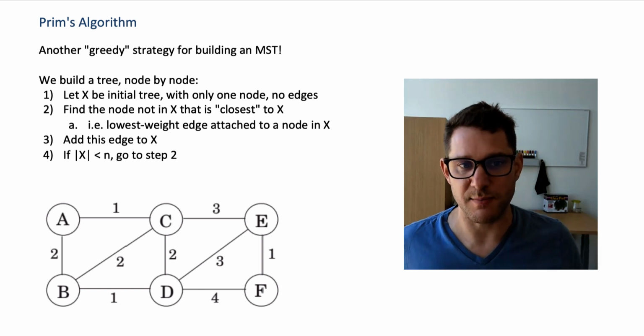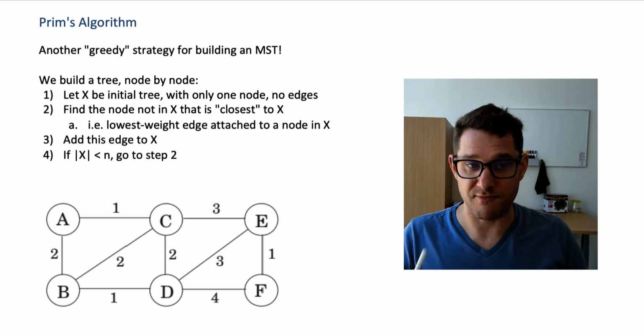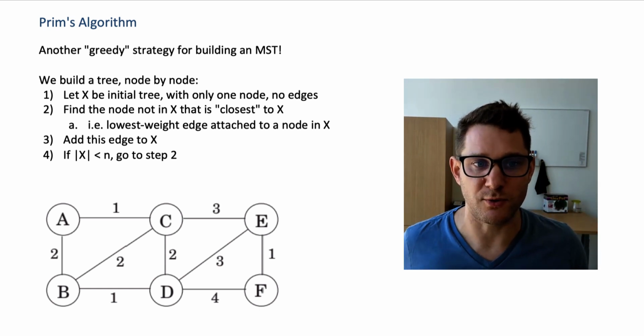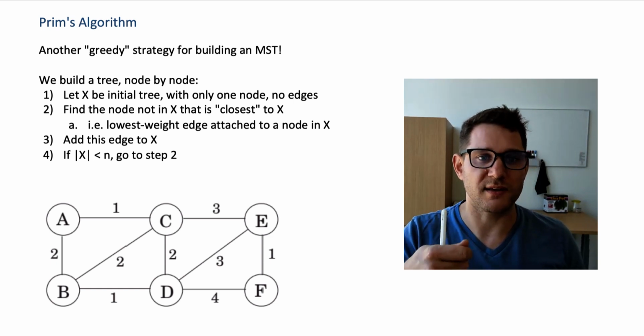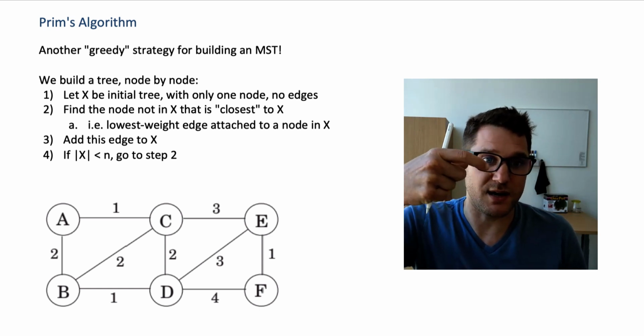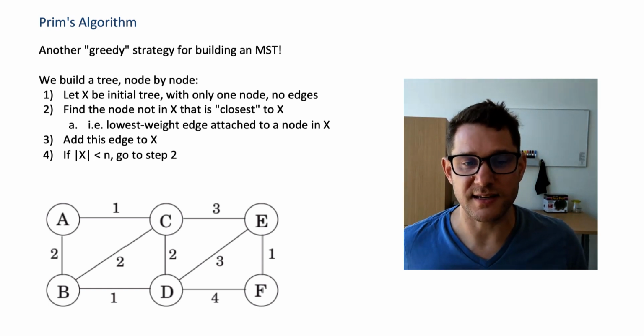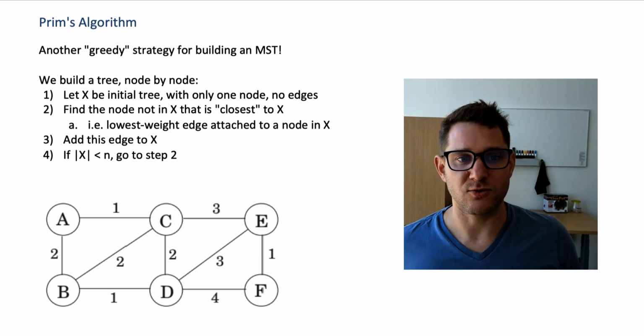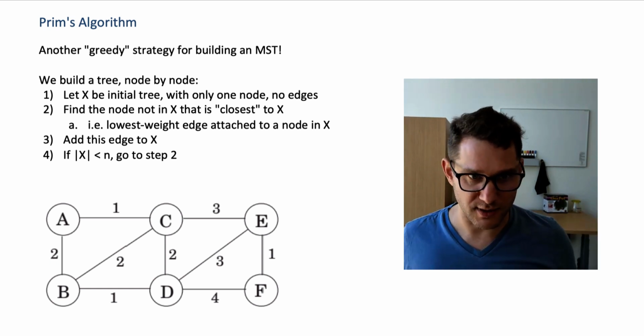It then checks, am I done? Have I built out this tree to cover all of the original graph? If I haven't, then go back to step 2 and just repeat this process. You're going to take the edge that's smallest, that attaches a new node into x, and you're going to incorporate that into this tree. And you just keep doing that process. Let's just look at it in practice.